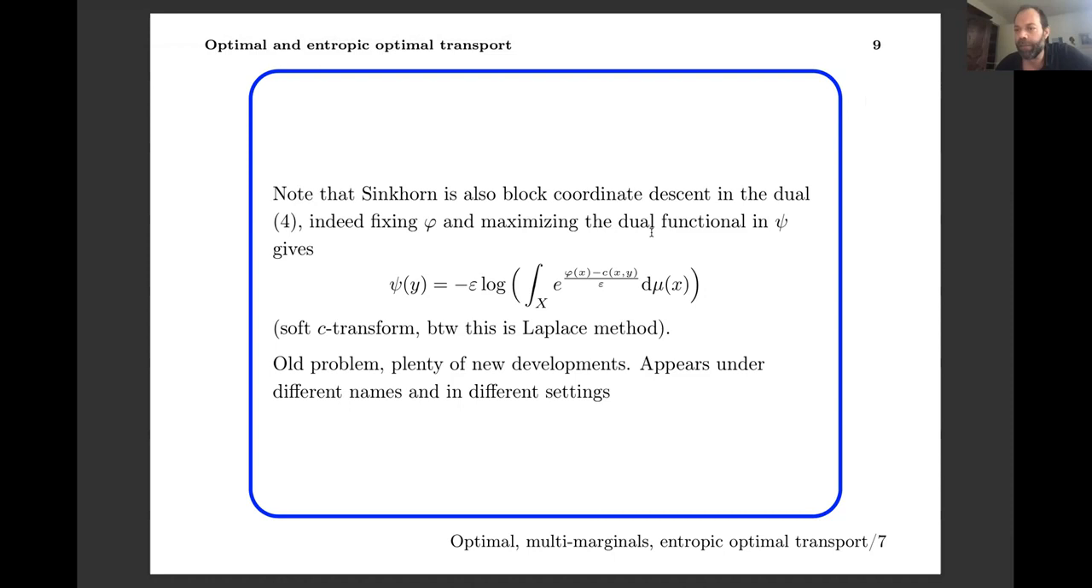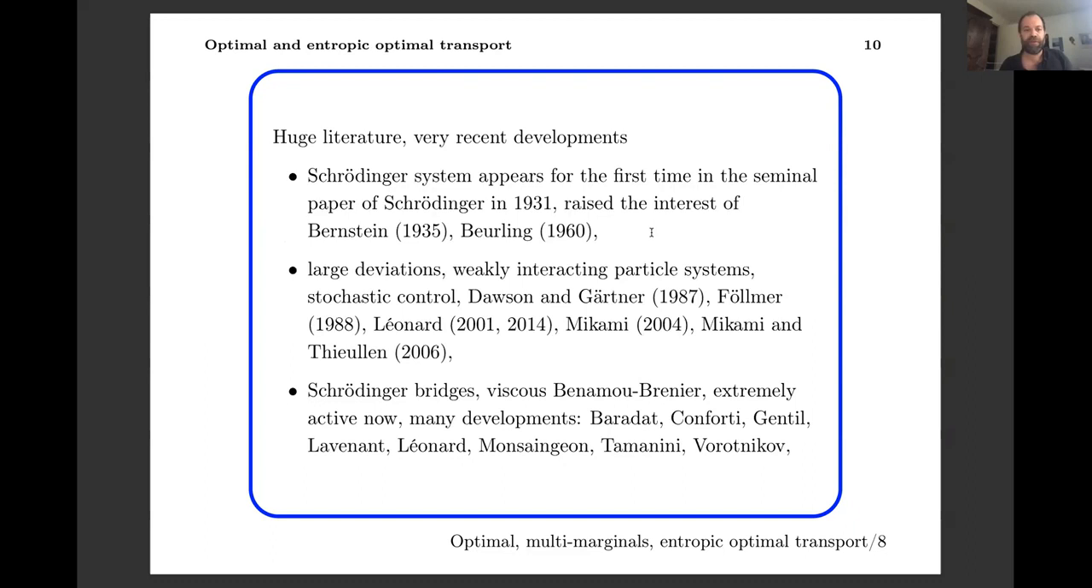So of course, let me mention a little bit of literature. It's related to lots and lots of works in different communities, in different settings, where different communities call the same objects under different names. And of course, this audience is super familiar with the Schrödinger system, Schrödinger bridges, and related problems. First of all, the system appeared in the seminal work of Schrödinger in the 30s. Very early on, it raised the interest of great mathematicians, such as Bernstein in the 30s, later on Beurling in the 60s. Of course, I will stick to the static formulation, but there's a dynamic formulation for the quadratic cost, for instance, which is a flavor of large deviations.